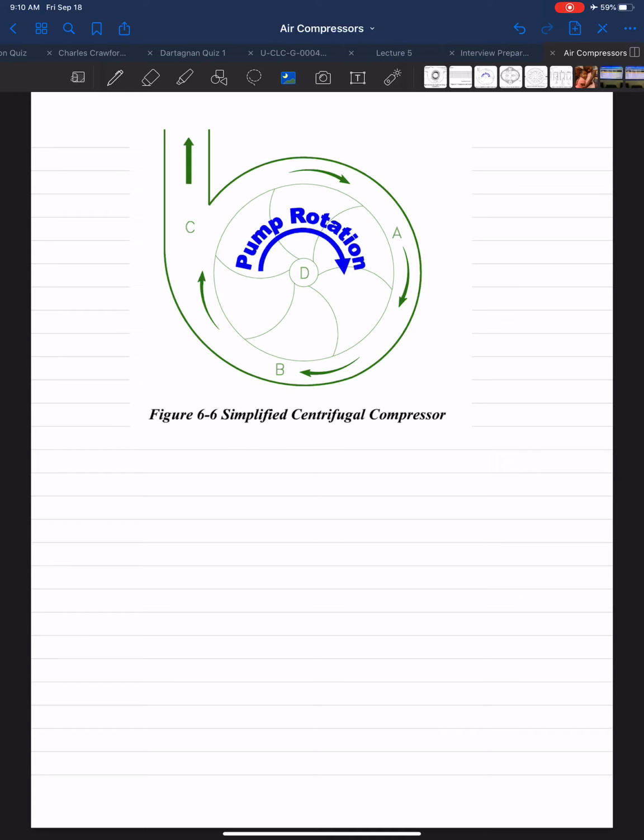So in our pumps lecture, we spoke about centrifugal pumps, the advantages and disadvantages of those. Similarly, we have centrifugal compressors, and it works by the same principle.